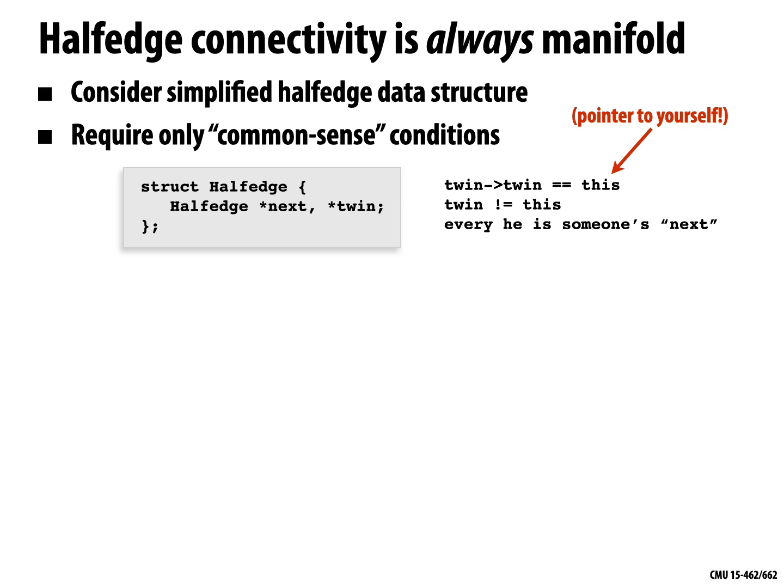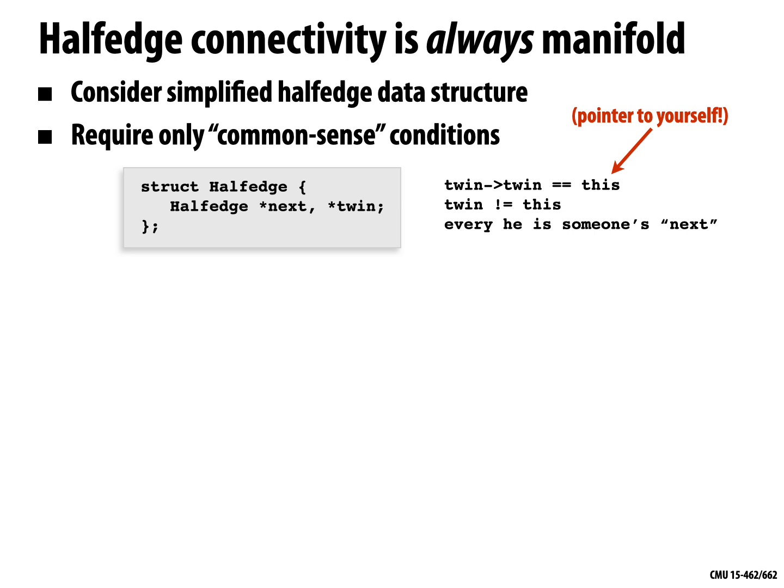Okay? Again, if I say, "Hey, I'm Keenan, nice to meet you. I am my own twin," you're going to look at this person like you're crazy, right? Okay. Then our third and final condition captures this idea that these next pointers should be telling us how to loop around a polygon. So what we say is every half edge should be the next of some half edge. Okay? And I claim that if your half edges satisfy these three basic conditions, then they always describe a manifold polygon mesh.